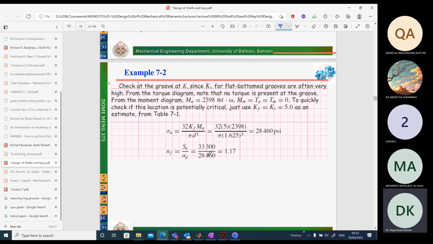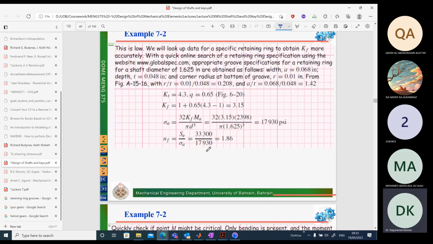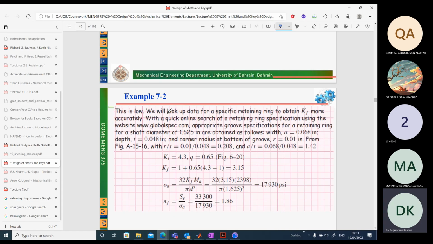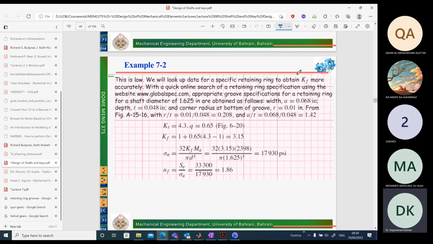We are in trouble again. What is the value? It is less than 1.5. We need to do some changes. So this is very low. We will look up the data for the specific retaining ring to obtain KF more accurately. So that is an approximate way.